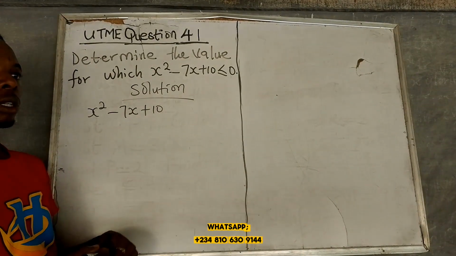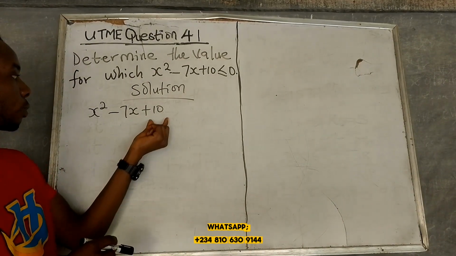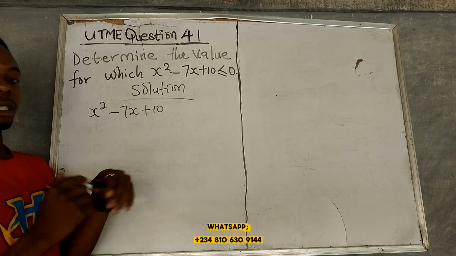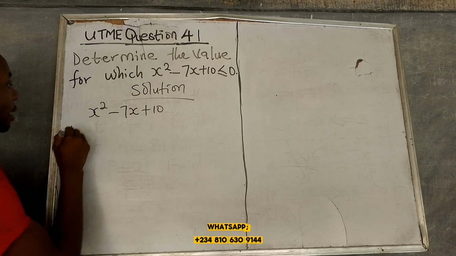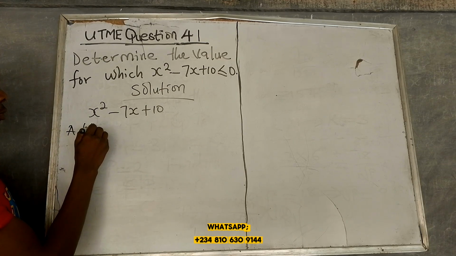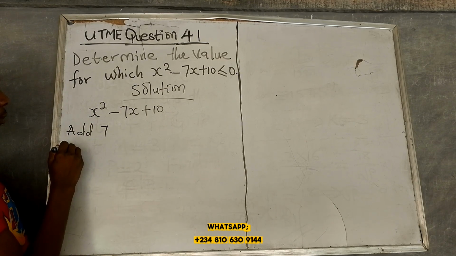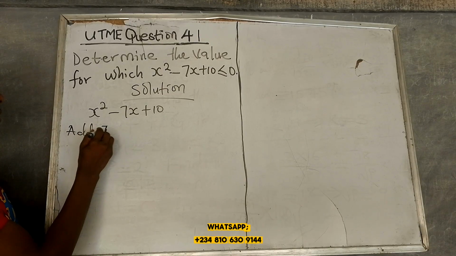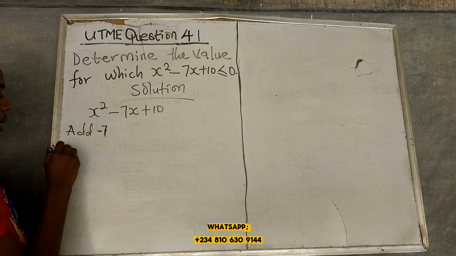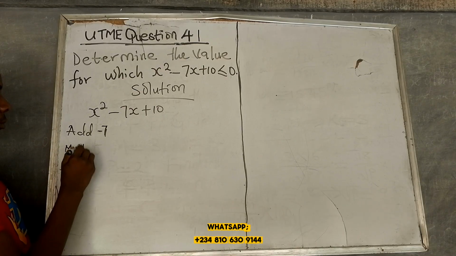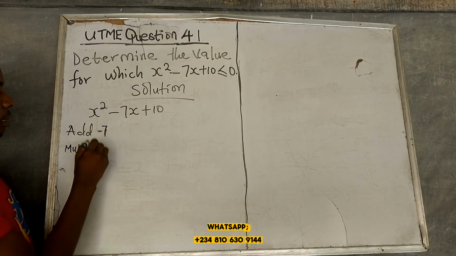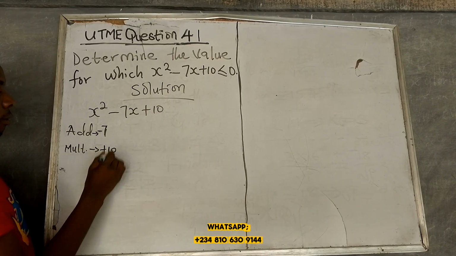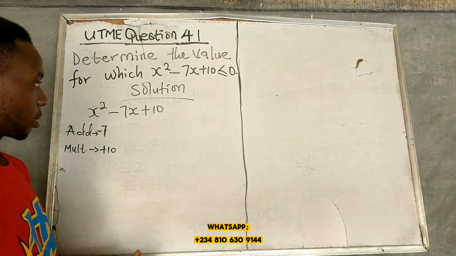We're going to look for two numbers such that when you multiply, you get 10, and when you add those numbers, you get minus 7. When you add them, you should get minus 7, and when you multiply, you should get plus 10. What are these two numbers?